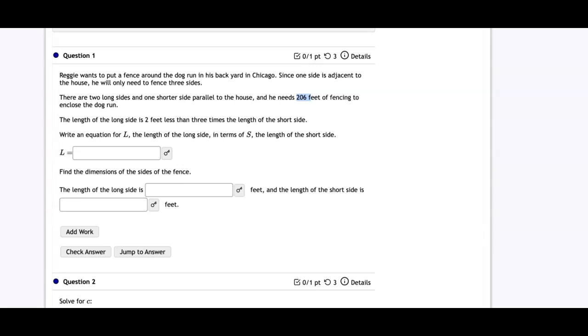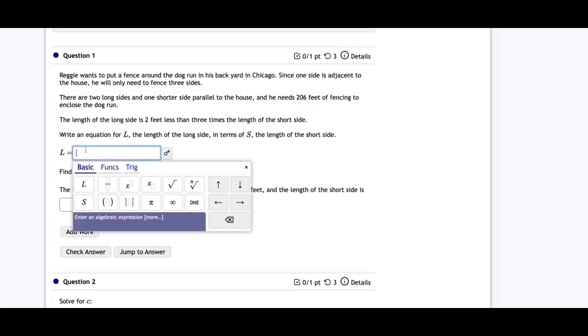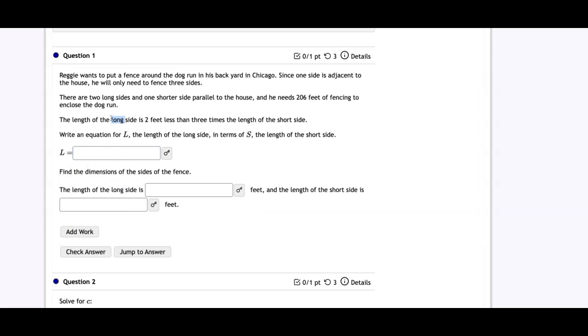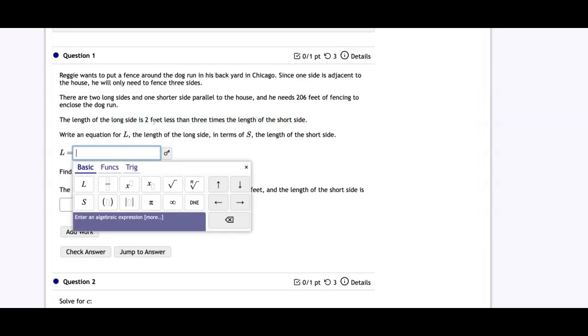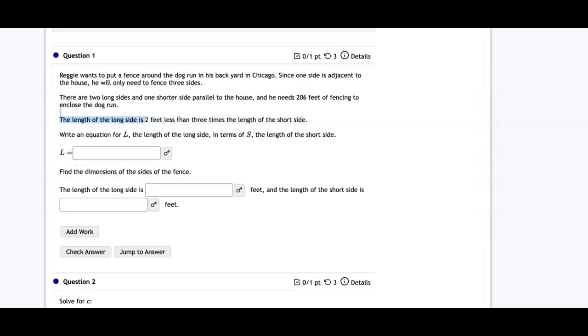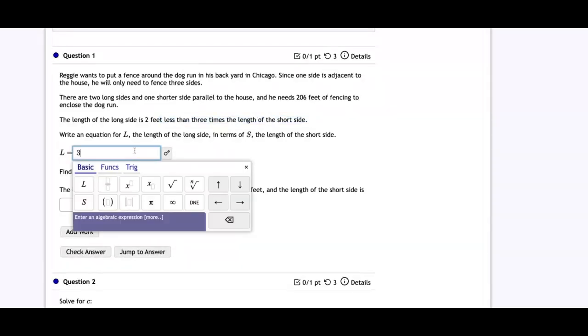Now, the first question: write an equation for L, the length of the long side, in terms of S, the short side. Well, let's read from here. The long side is 2 feet less than 3 times the short side. So how should I interpret this information here? 2 feet less than 3 times the length of the short side. 3S minus 2, perfect. 3S minus 2.